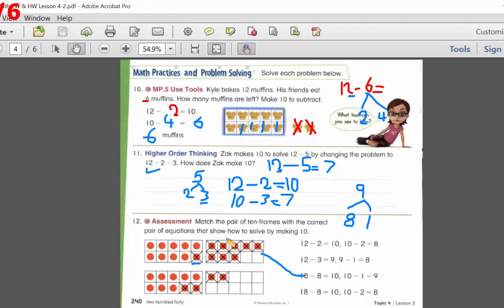So now, what will you cross out again? I will cross out one more. Can you see here? I cross out one more. So 10 minus 1 equals 9. Let's do the other one. You will get it more.